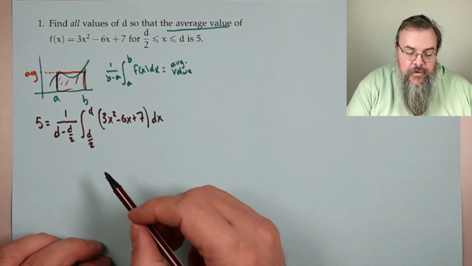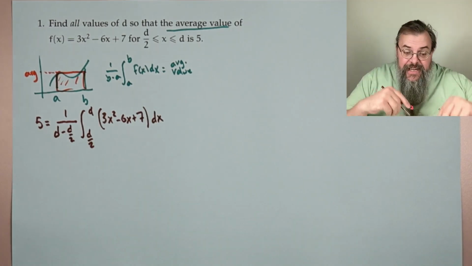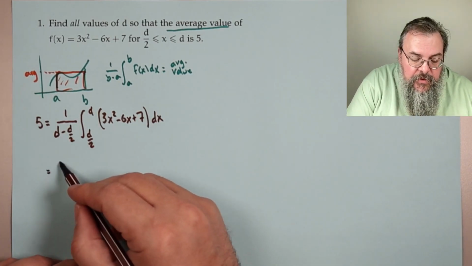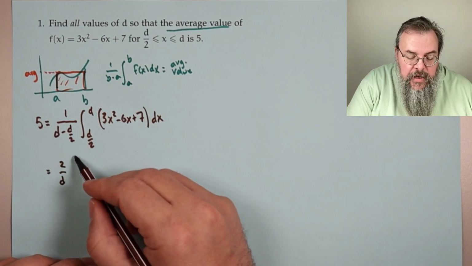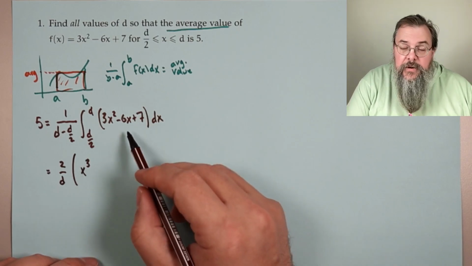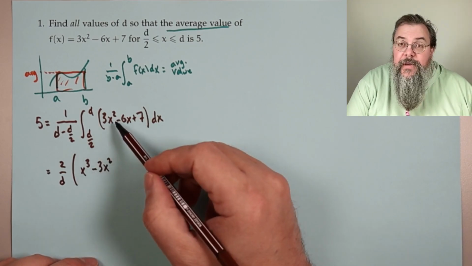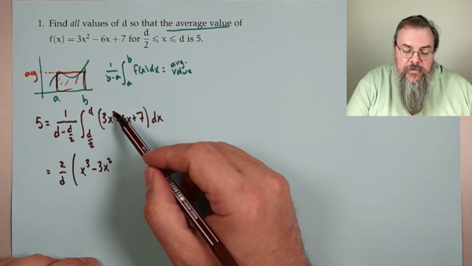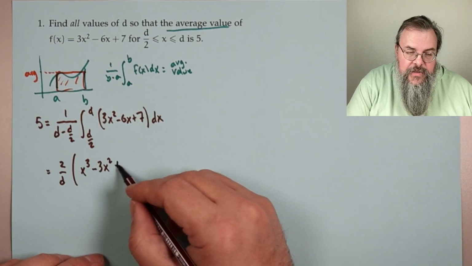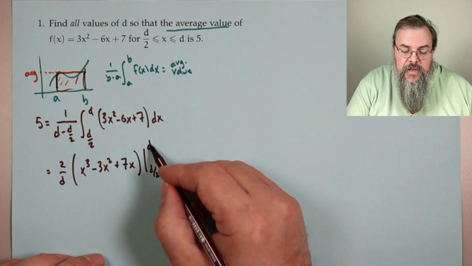Let's work on simplifying. In the front, d minus d over 2 is d over 2. But that's downstairs, so we bring it upstairs by turning it over, and that becomes 2 over d. Now we integrate. The integral of 3x squared is x cubed. The integral of minus 6x is minus 3x squared. Our rules: add 1, divide by the power. Add 1 to 2, divide by 3. Add 1 to 1, divide by 2. Here, 7 is like 7 times x to the 0, add 1, so 7x, and then divide by 1. Evaluate from d over 2 to d.